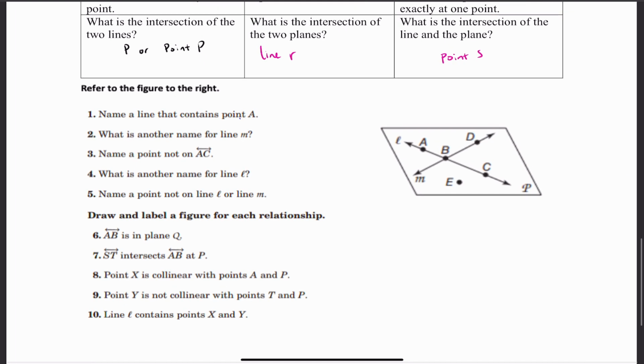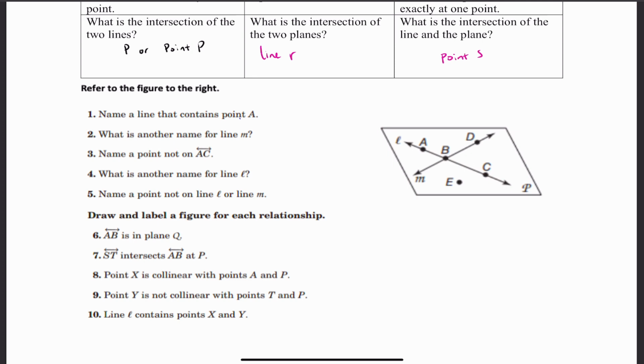Now, what I want to go ahead and do is take a look at the picture to my right and then start answering the questions that appear on our paper. So, number 1, name a line that contains point A. I need to figure out where that line that contains point A is. It's right here. You see that A right there? It's part of this line.